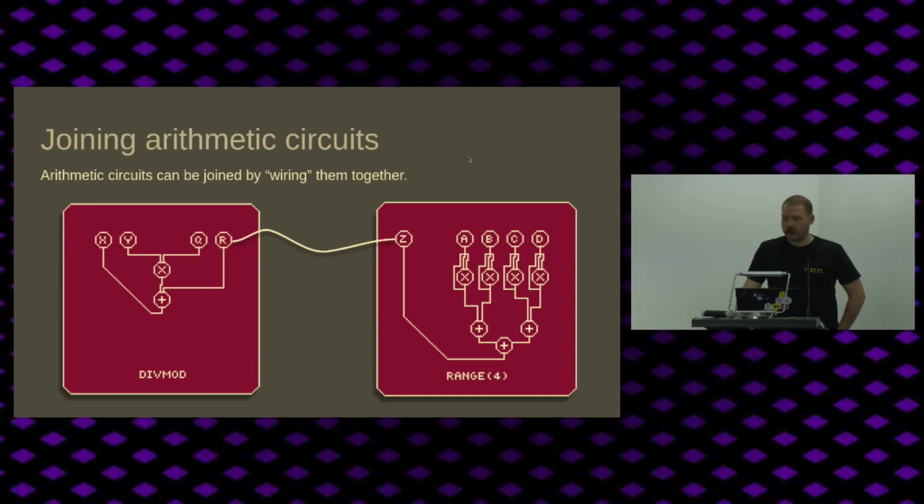Another thing is that you can join arithmetic circuits together by basically just wiring them up. Here I have two representations of circuits. This one is div mod, so you take x and y and you get the quotient and remainder out of x divided by y. And then over here we have a range function that tests if something fits in 4 bits. So by wiring together R and Z, you're forcing those values to be the same value. And so you can compose arithmetic circuits like you would functions.